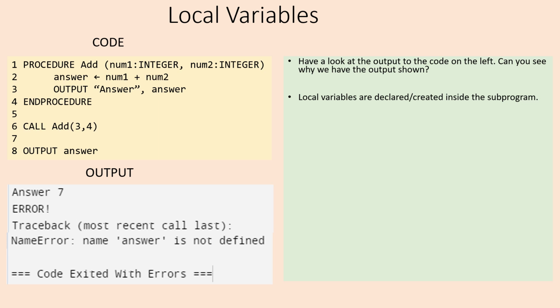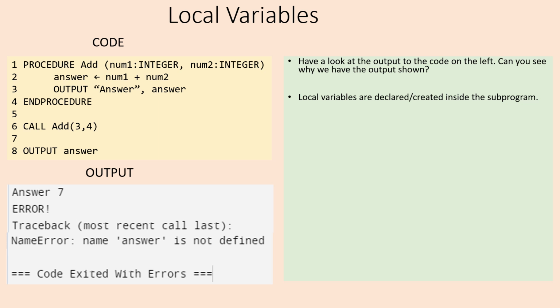So we know what num1 and num2 are. Num1 is 3, num2 is 4. So we can add them together. 3 plus 4 is 7, and we can assign that to this local variable answer. Then on this line, we can output the word answer and the value that answer is currently pointing to or storing, which is 7. So you can see output answer 7. Then the subprogram finishes.